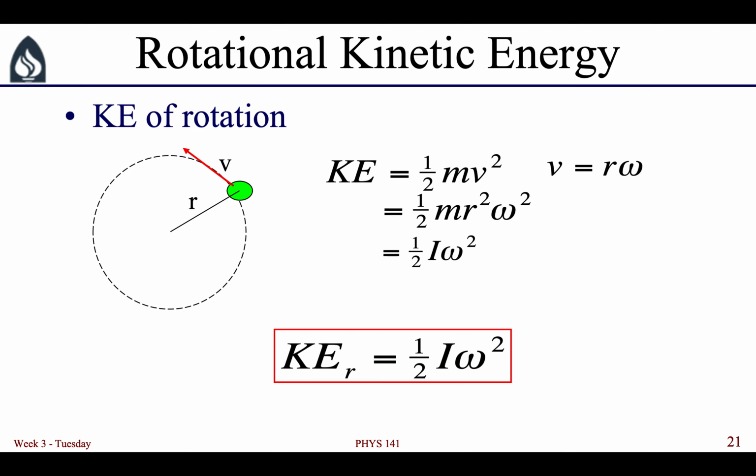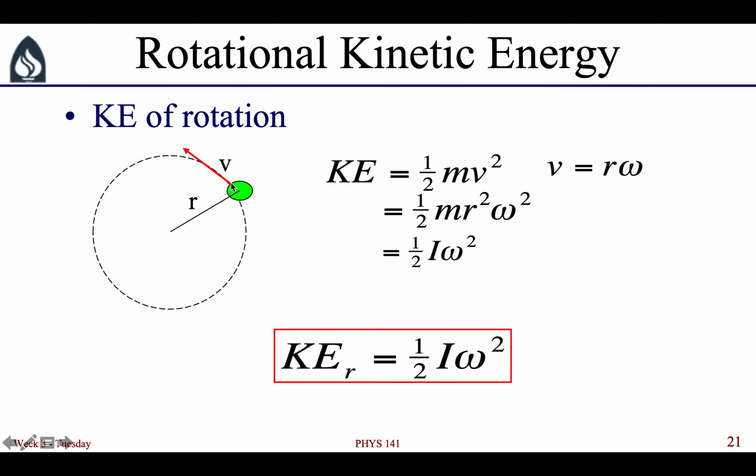The next thing we need to talk about is rotational kinetic energy. Anytime an object is either going in a circle or rotating, it has rotational kinetic energy. So if we want to find an expression for the kinetic energy of rotation, let's once again think about the simplest case we can imagine for rotational motion, which is an object going in a circle.